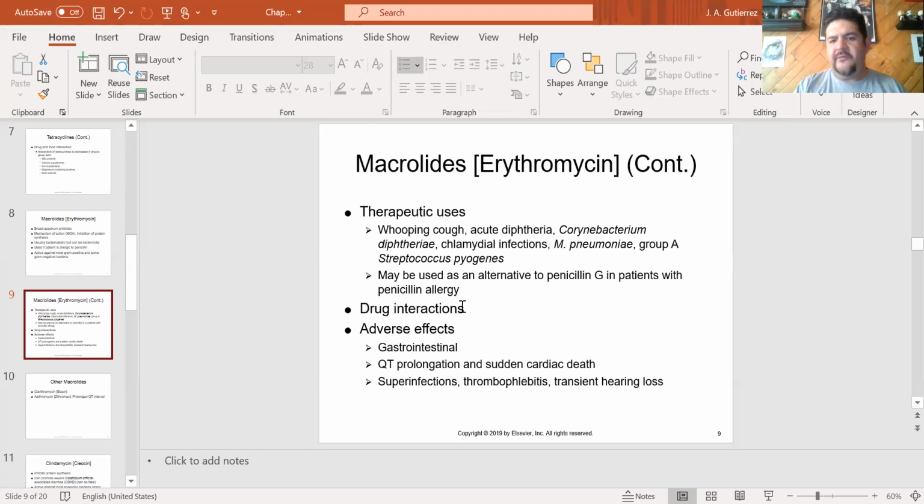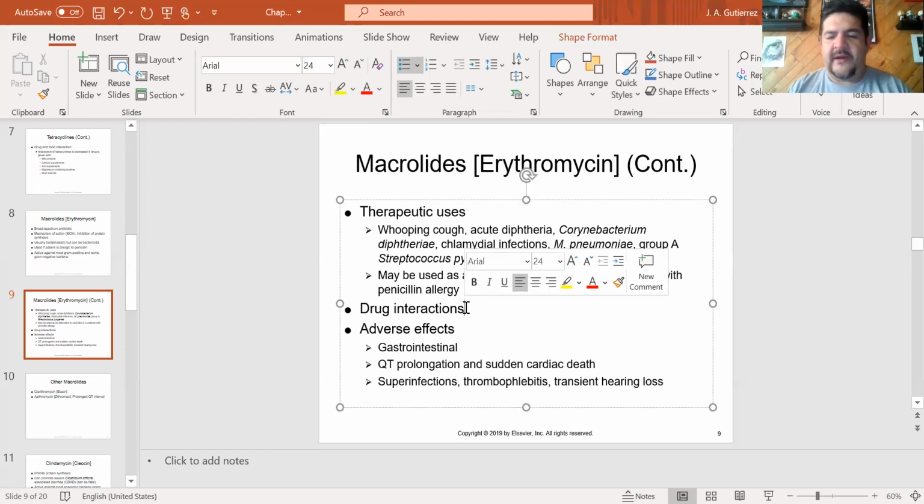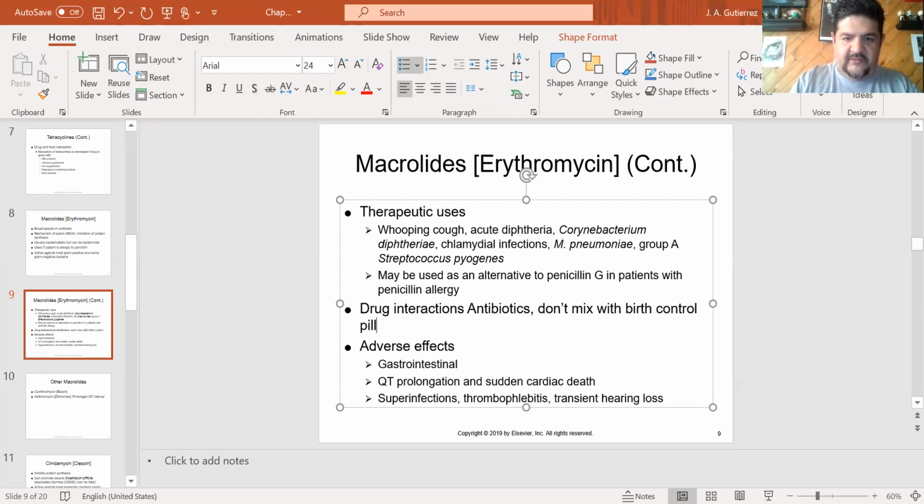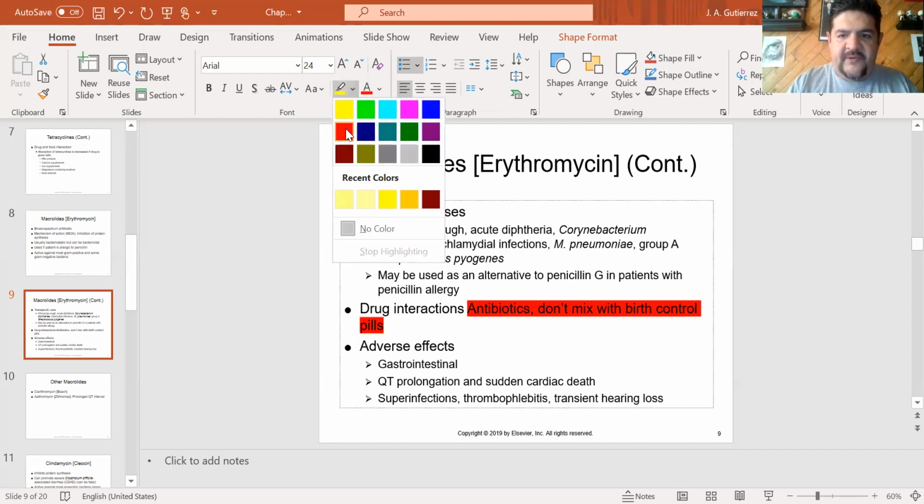Regarding drug interactions, well, don't mix it. Oh, I forgot, and I hope you highlight this. Antibiotics don't mix with birth control pills. Okay? Antibiotics, don't mix them with birth control pills. What happened?